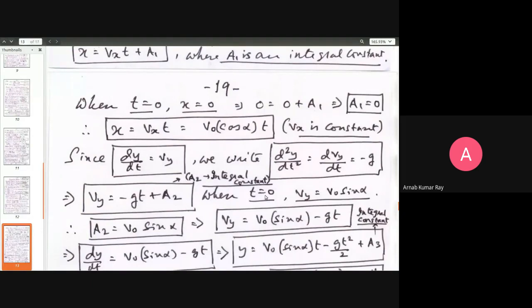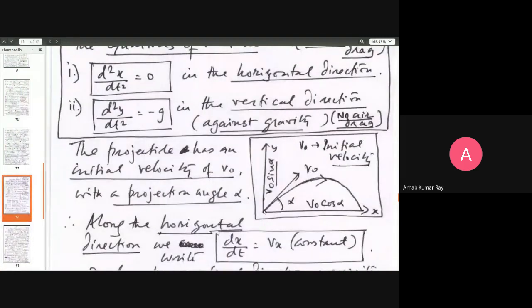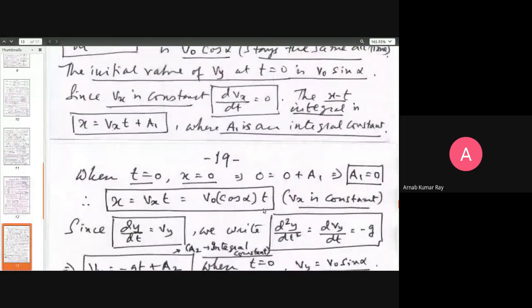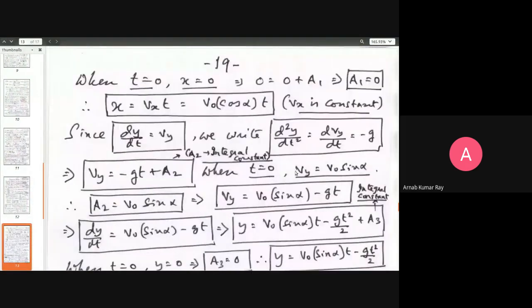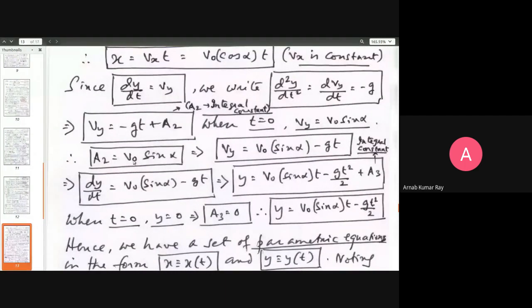Now, when t is equal to 0, v_y is v naught sin alpha, the initial value of the vertical component of the velocity. That is the condition we are putting. At t equal to 0, v_y is equal to v naught sin alpha. Therefore, a2 is equal to v naught sin alpha. Okay, so v_y will be equal to, just give me a minute and I'll finish this discussion and then we'll stop for the day, v naught sin alpha minus gt.